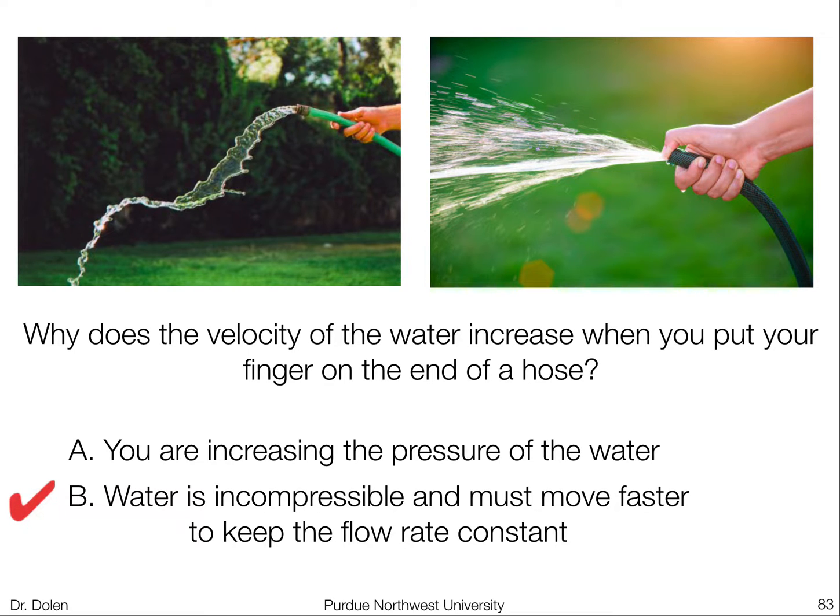Okay, one way to think about this is if there's 1 gallon per second coming out of the hose, that's not going to change because there's 1 gallon per second moving through every part of that hose, and the hose is completely full with incompressible fluid. Right, so that 1 gallon per second needs to keep coming out of that hose, and if you restrict the opening, the water has to move faster in order to keep that 1 gallon per second going.